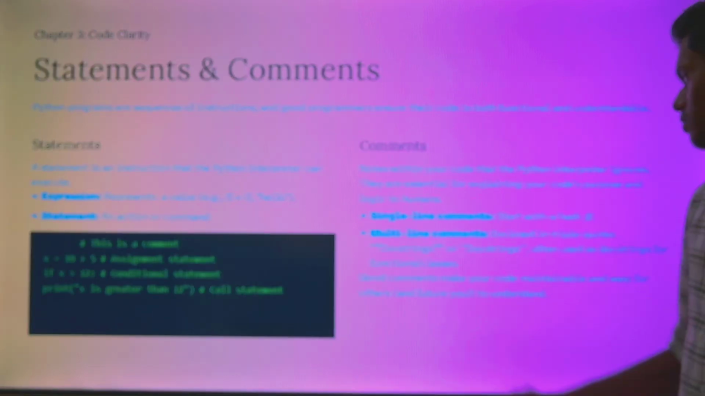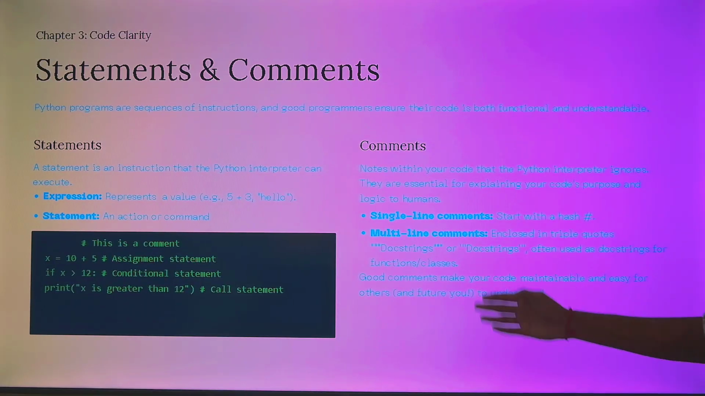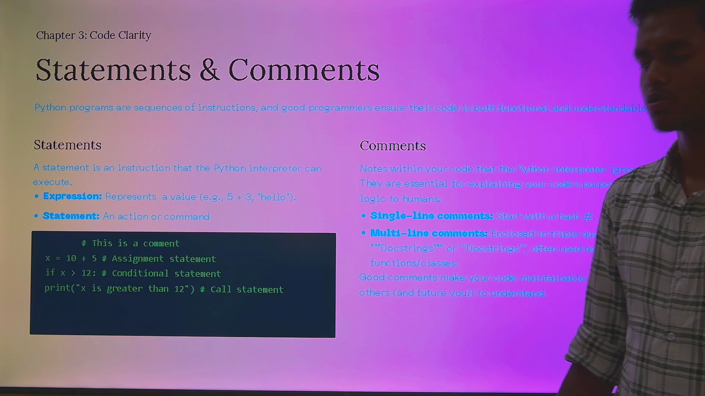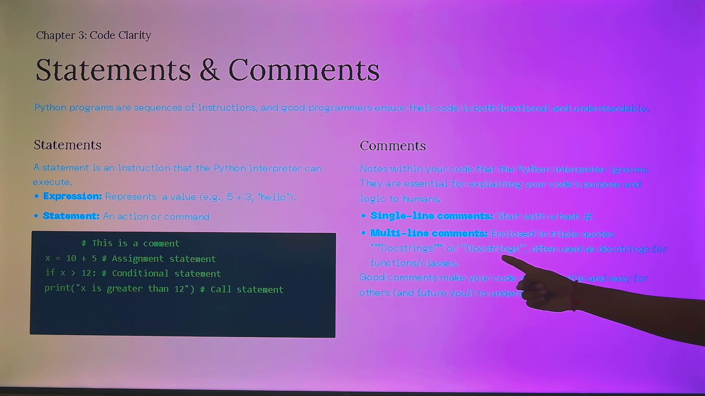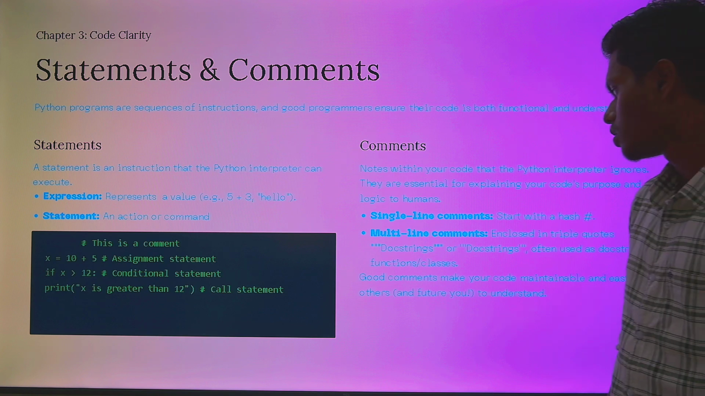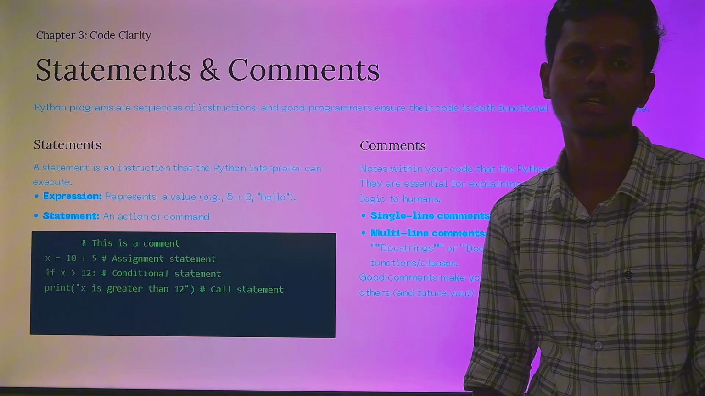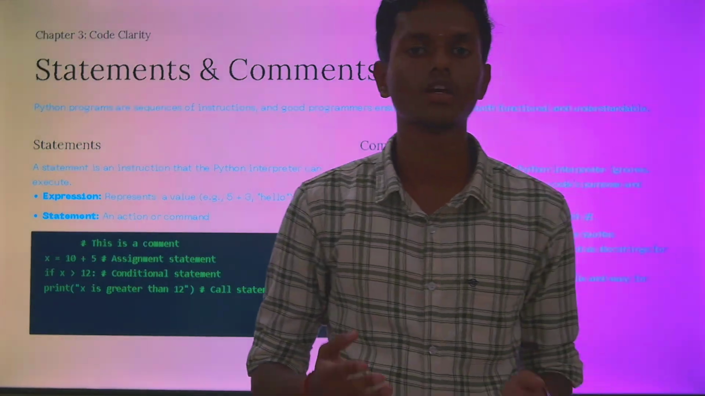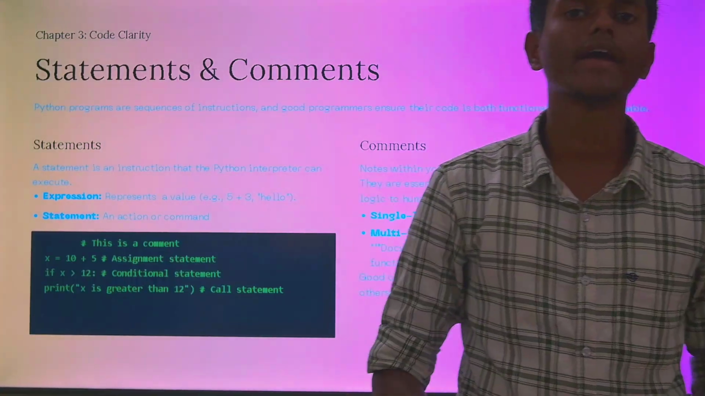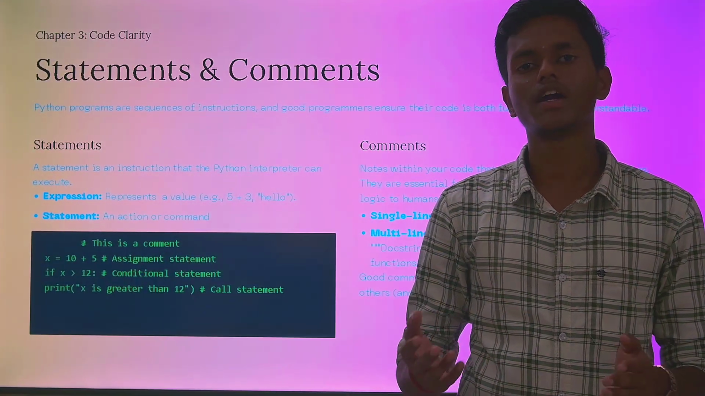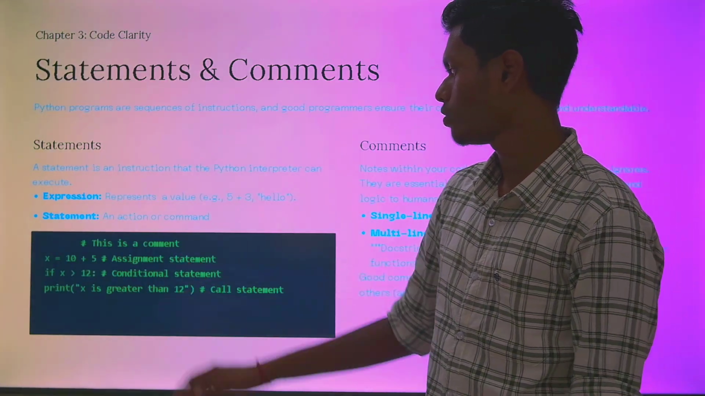Single line comments start with a hashtag, then multi-line comments are enclosed with triple quotes. Examples: this dot strings and this dot string. Good comments make your code maintainable and easy for others to understand. If you write comments for each and every statement, expression, it makes it easily understandable for the reader. So we'll see a sample program code.